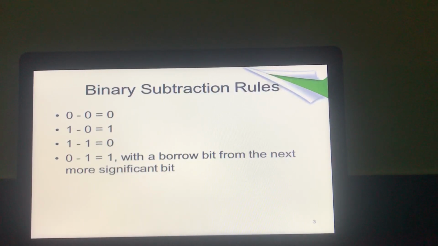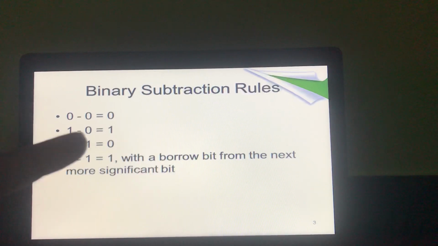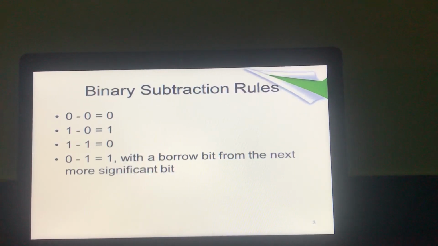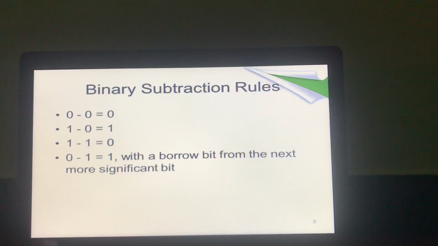And whenever you are going to have 1 minus 1, 0. So whenever you have the condition of 0 minus 1, what happens? 0 minus 1, you have no value at the upper part, and in the lower part you have 1. So what happens? You will be borrowing from the next significant bit, the 1 value.